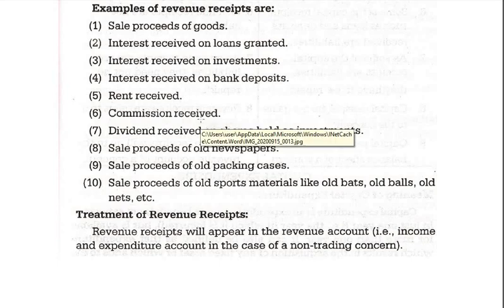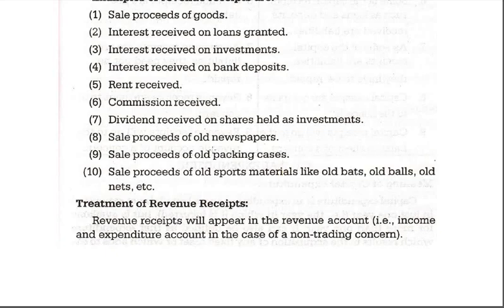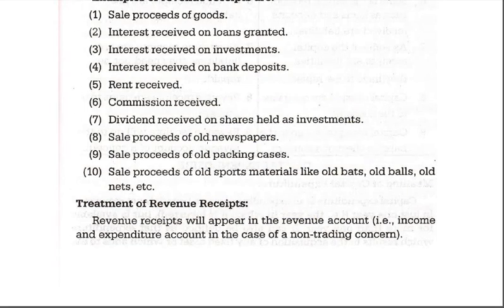Commission received, that's also received regularly. Dividend received on shares held as investments. Either interim dividend or final dividend. Anyway, it is received within a year. Sale proceeds of old newspapers, sale proceeds of old packing cases, sale proceeds of old sports materials like old bats, old balls or old nets, etc. So these are the examples for revenue receipts.